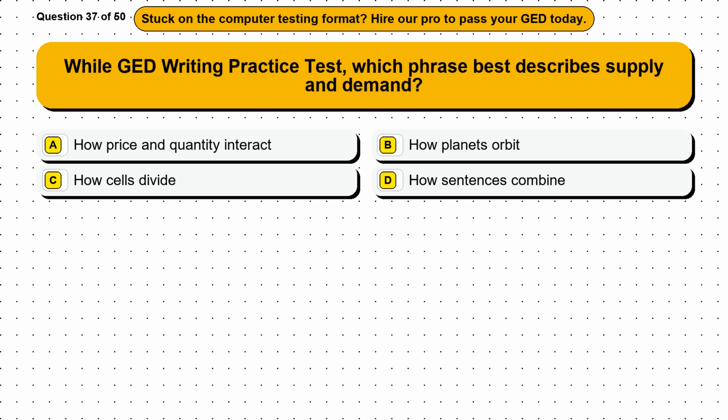Question 37. While GED Writing Practice Test, which phrase best describes supply and demand? Option A, how price and quantity interact. Option B, how planets orbit. Option C, how cells divide. Option D, how sentences combine.